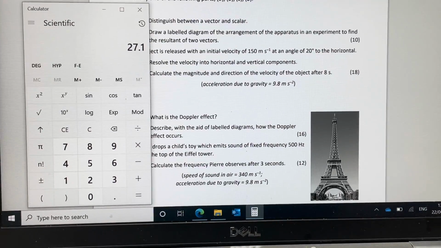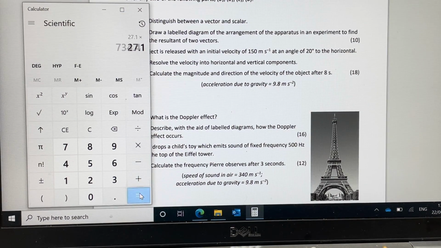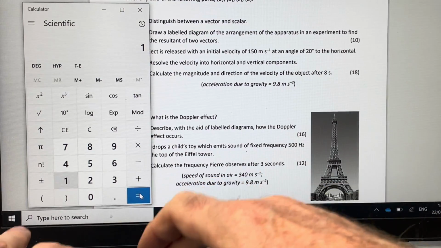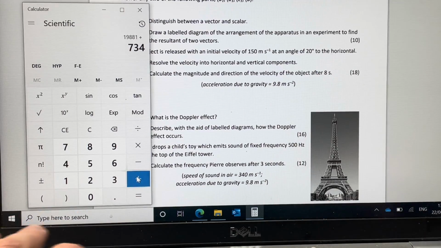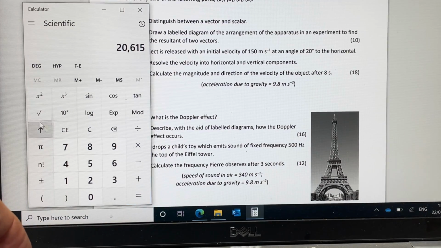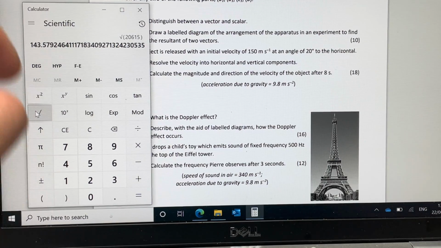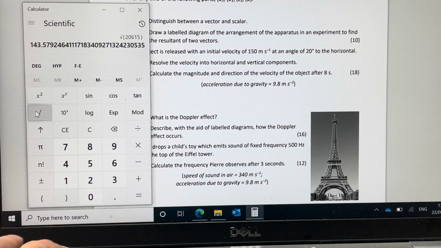Okay, so 27.1 square that. Okay, so 734 plus 141 squared. So add your 734 and square root it. So 143, so 143 meters per second.